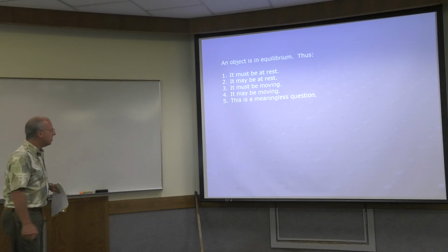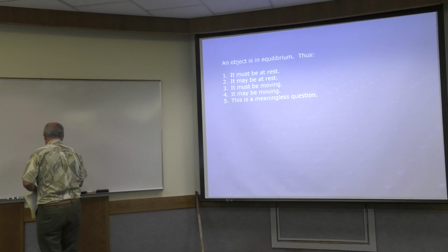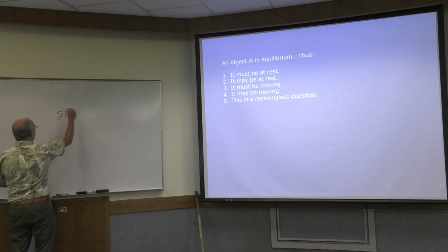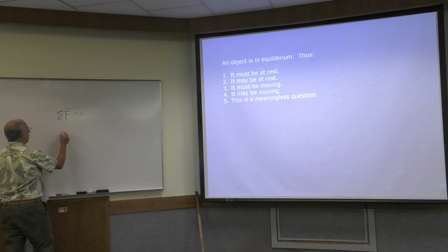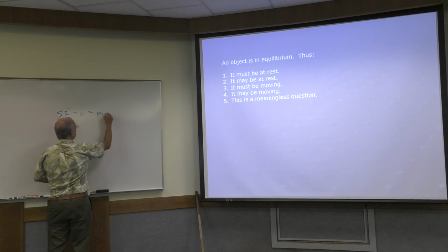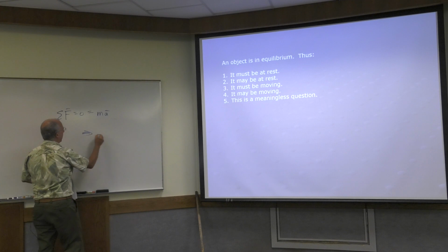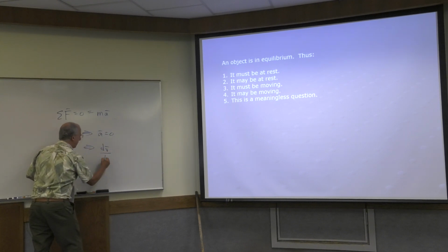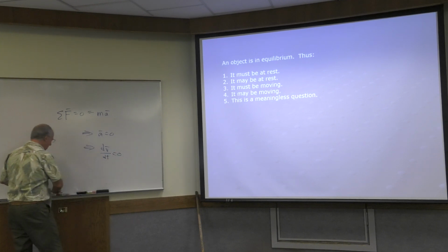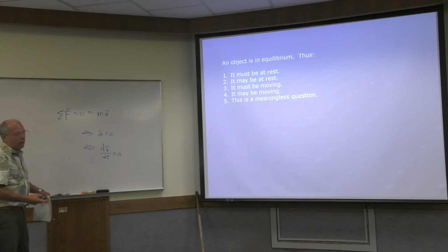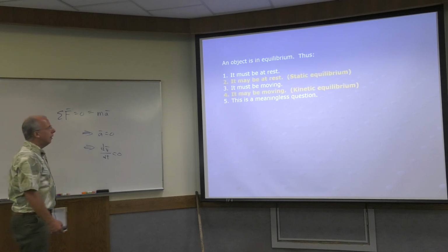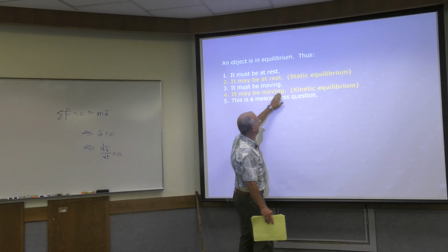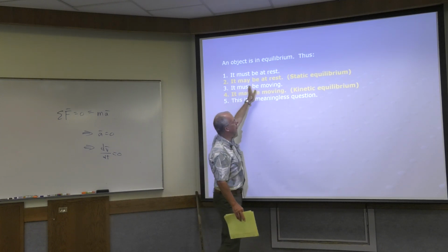All right, what is equilibrium? We talked about this last chapter. Equilibrium just means that the sum of the forces equals 0. Well, that means ma equals 0. So that means that a equals 0. That means that dv/dt equals 0, right? So it just basically means that the velocity is not changing. So it could be moving at constant velocity, or it could be at rest.